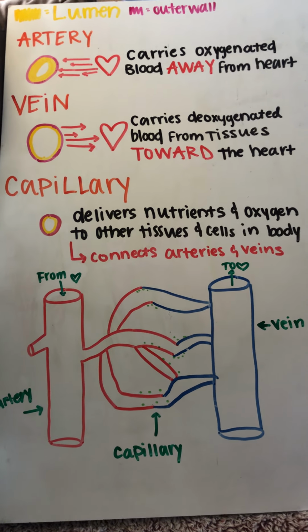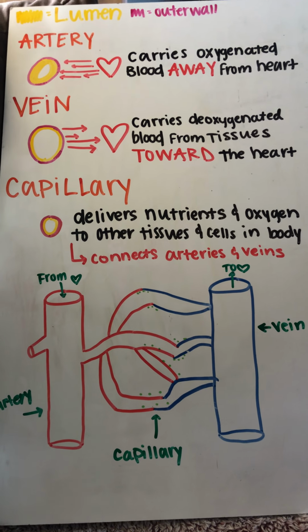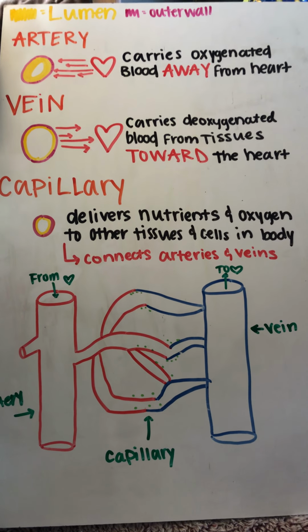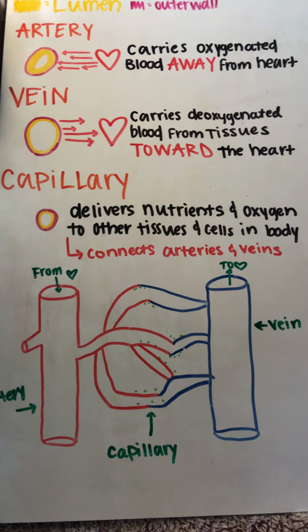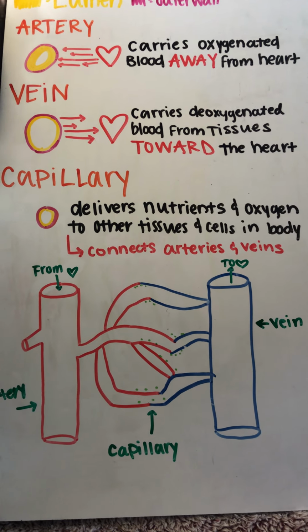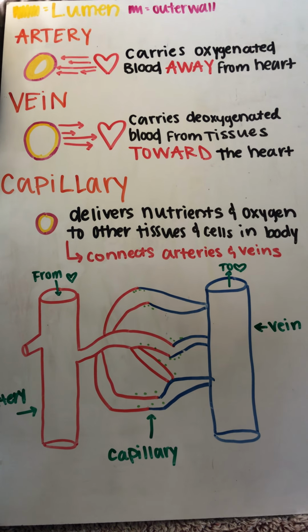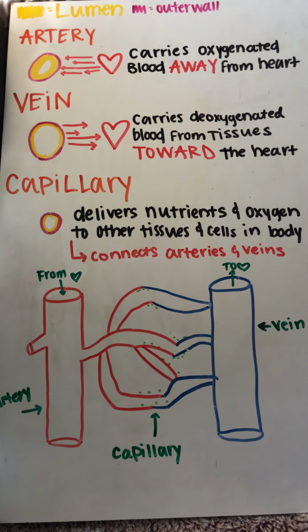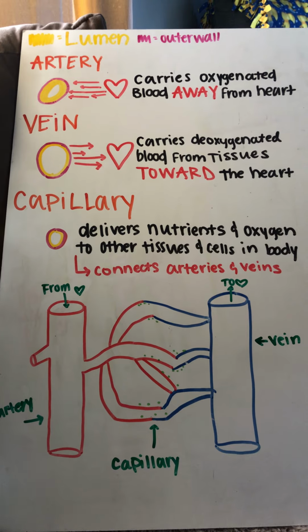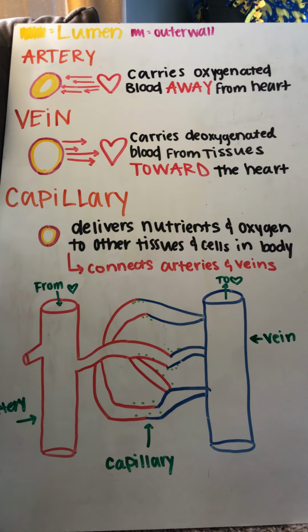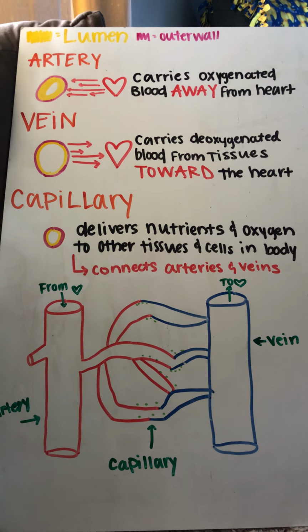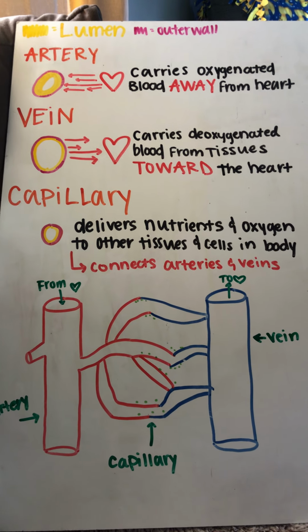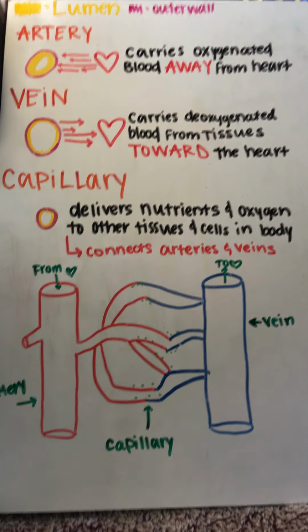So going to the vein, they have a thinner layer for the lumen and the outer wall. And the veins carry deoxygenated blood from the tissues toward the heart. So my arrows are going from the vein to the heart. Since they have a thinner layer of that lumen and outer wall, they can expand easily. And this is so that they can accommodate more blood, and more blood can go through at a time.